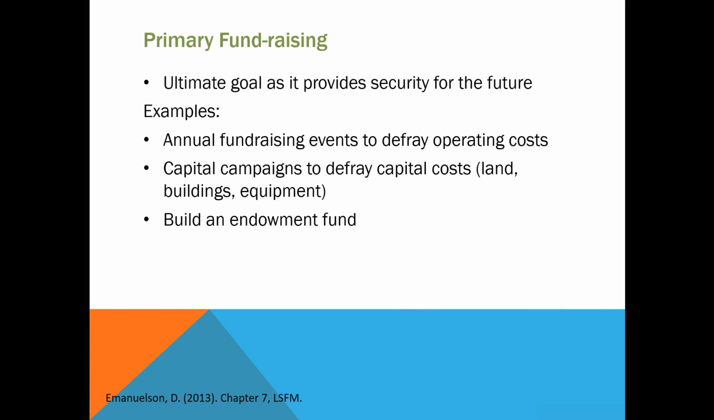So obviously, the ultimate goal is to provide security for the future when you're doing primary fundraising, because it's dealing with operating expenses. So this could be annual fundraising events that you might do, capital campaigns to defray capital costs like land, building, and equipment, or building an endowment fund.